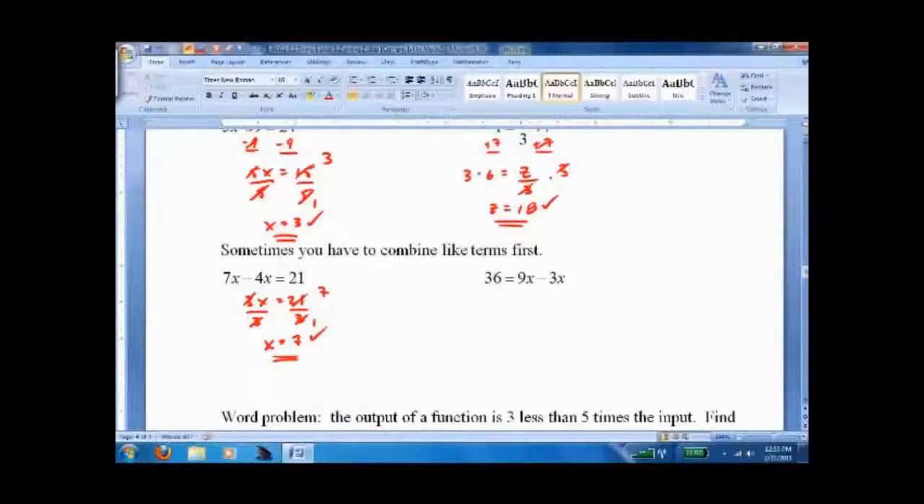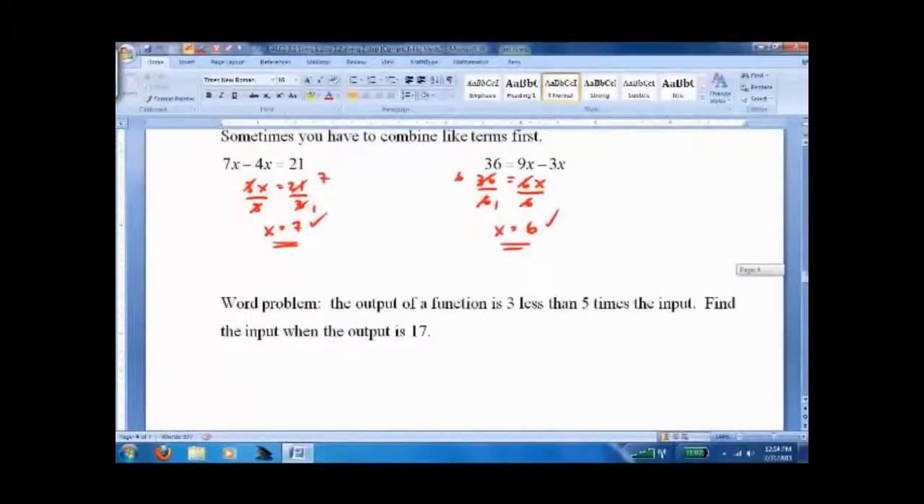Check. 9x minus 3x is 6x. Divide by 6. Divide by 6. Cancel. Cancel. X equals 6. 9 times 6 is 54. 3 times 6 is 18. I'm not trusting my brain on that, so I'm going to do 54 minus 18 in my calculator off to the side. It's 36. Beautiful.